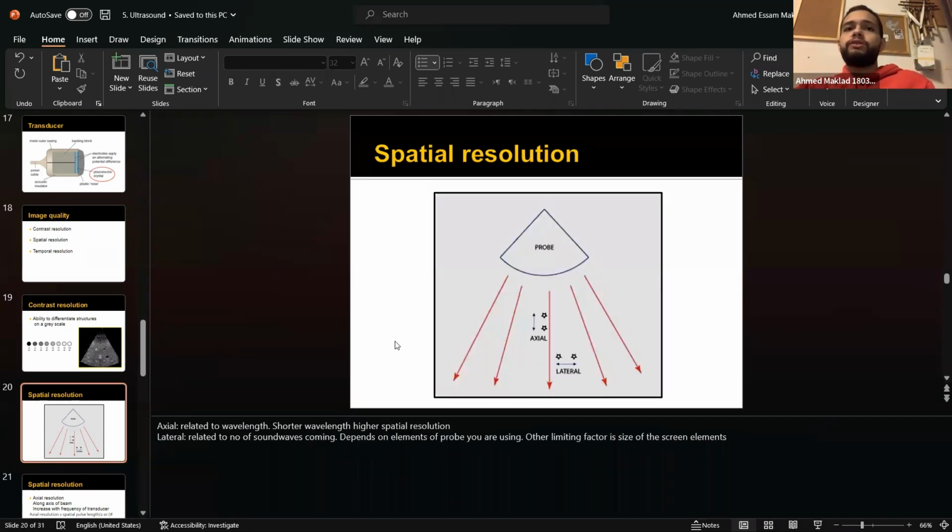All right. So when it comes to spatial resolution, you have two types of resolution. You have the axial resolution. You have the lateral resolution. Okay. The axial resolution relates to the wavelength of the ultrasound itself. And the shorter the wavelength is, the higher the spatial resolution. So if you want to get better spatial resolution, you increase the frequency of the ultrasound. So you increase how frequent they are, and when you increase the frequency, what do you decrease? You decrease the wavelength, exactly.